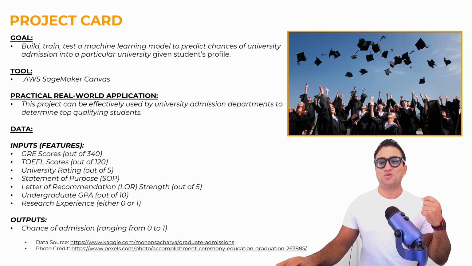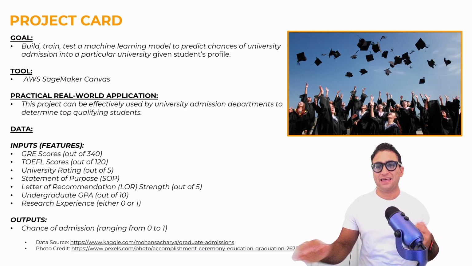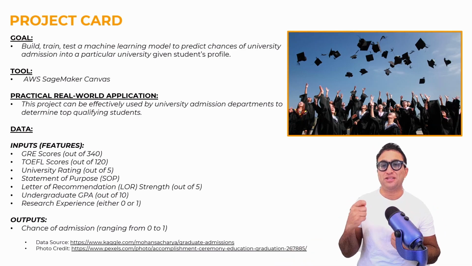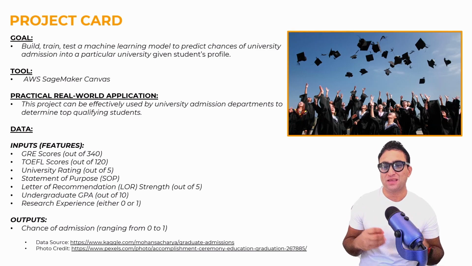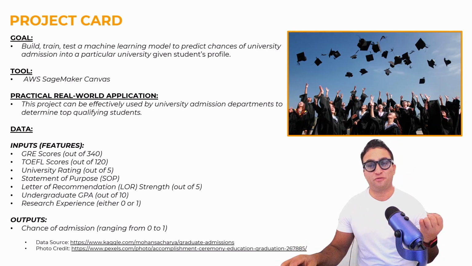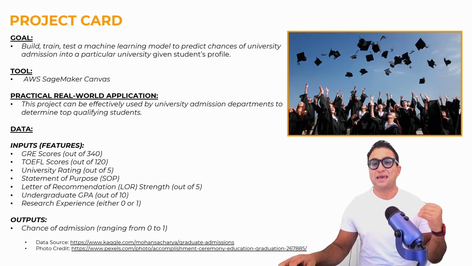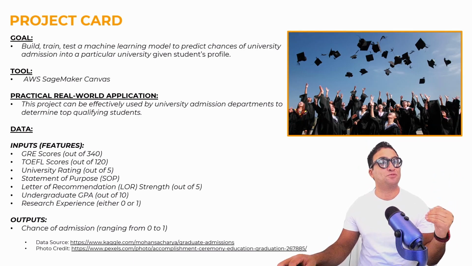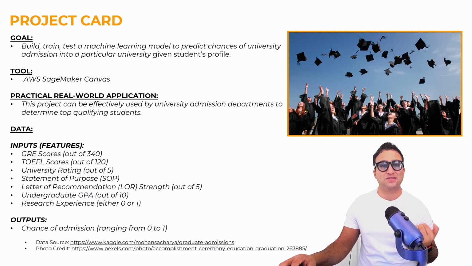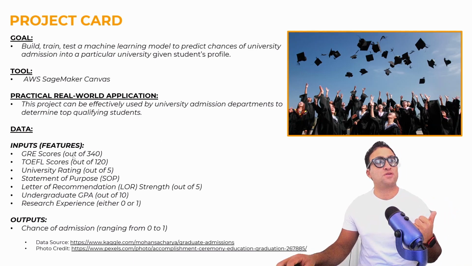So today, we will build, train, and test a machine learning model to predict the chances of university admission into a particular university, given that student profile. For example, I can feed into the machine learning model all these different input features about a given student, such as their GRE score, their TOEFL score, their university rating, which is again out of 5 here.